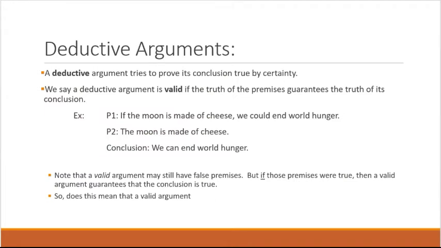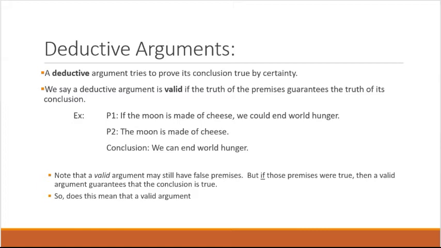All right, the first one we're going to start out with, these are the strongest kinds of arguments. These are generally the types of arguments that people try to give. It's called a deductive argument. Now, a deductive argument tries to prove its conclusion true with certainty, right? It's got to be logically necessary that this conclusion is true. So a quick example of that might be this.